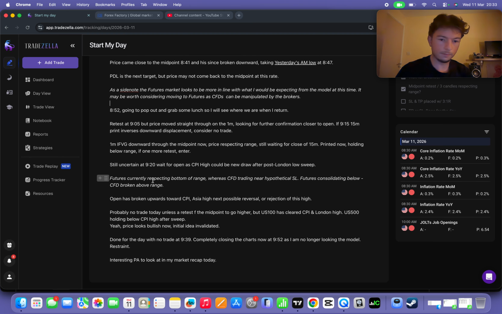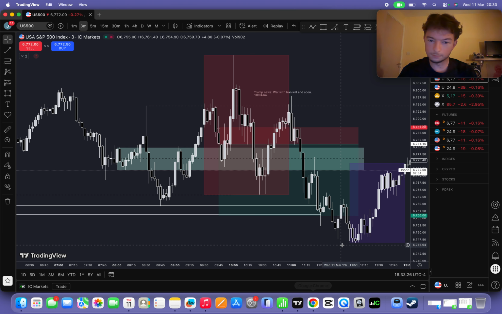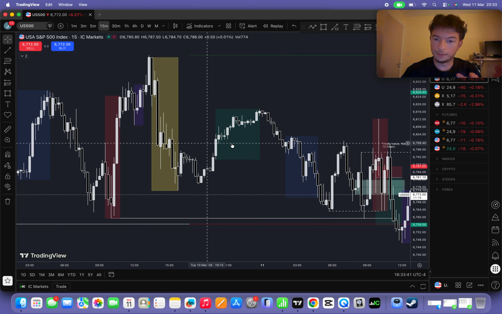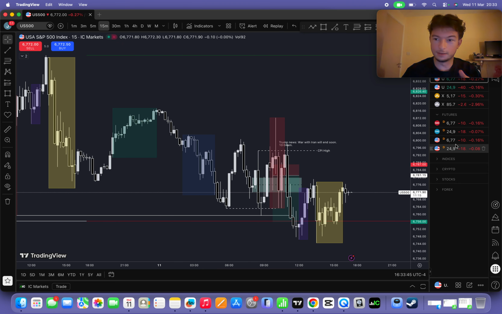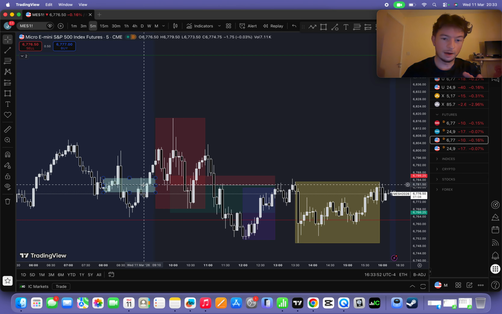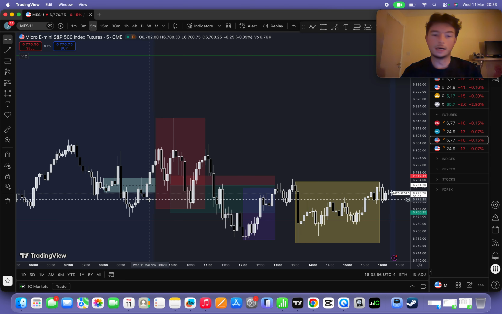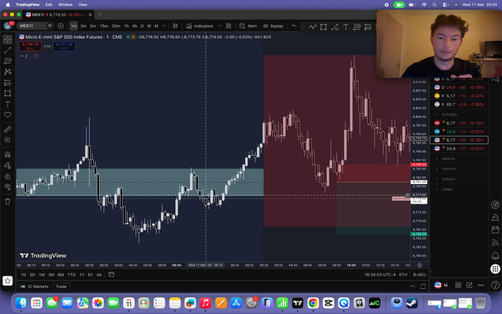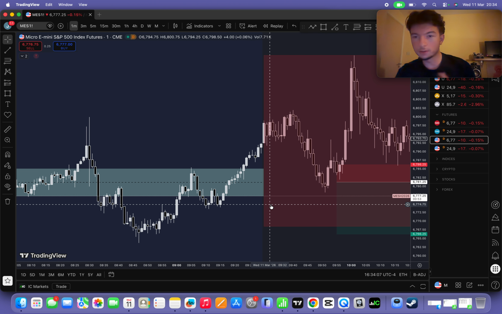So yeah, futures currently respecting the bottom of the range, whereas CFD trading near hypothetical stop loss. Futures consolidating below, CFD broken above range. So this one might be a bit harder to follow, but what I mean is, coming into the open, price had already traded up through this 15-minute range, whereas if we look at this candle here at 9:15 compared to the 9:15 candle on the futures market, which did eventually close above, I meant more around this sort of zone here. It was respecting a bit more, and I was looking at the 1 minute time frame a little bit. And I meant more like this sort of range here.